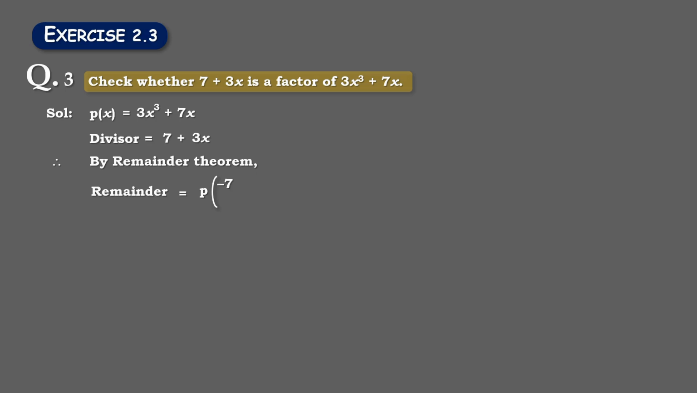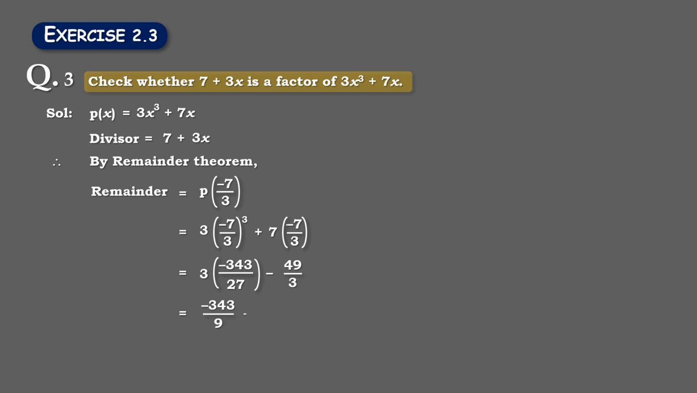Now substitute x equal to minus 7 by 3. 3 times minus 7 by 3 raised to the power 3 plus 7 times minus 7 by 3. After simplifying, the value obtained is minus 490 divided by 9. Since the remainder is not equal to 0, 7 plus 3x is not a factor of 3x cubed plus 7x.